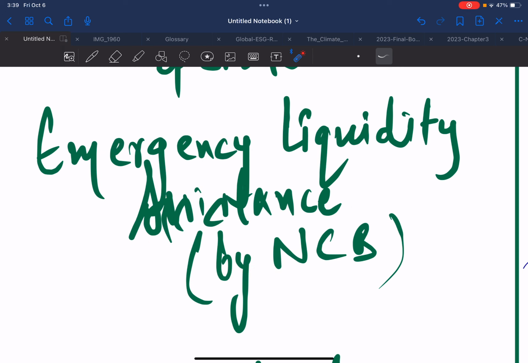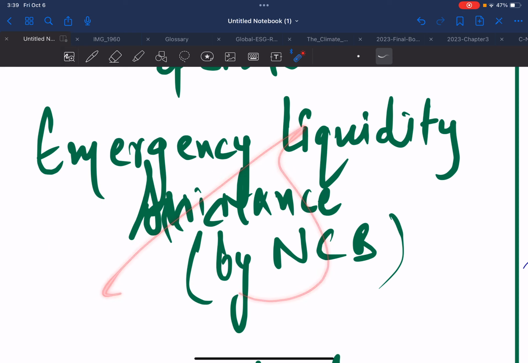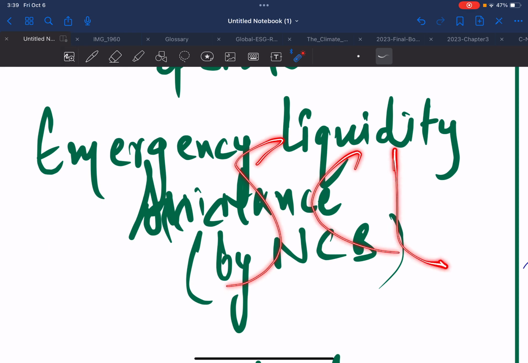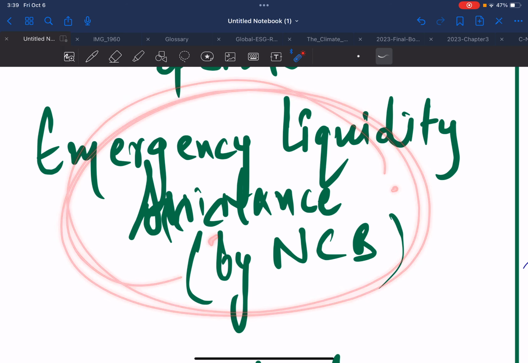It helps banks maintain their stability in the financial system by preventing a sudden and disorderly collapse, like what happened with SCB Bank. If a bank collapses, it could have broader economic consequences. To prevent this, the facility comes into the picture: ELA by national central banks to troubled banks.